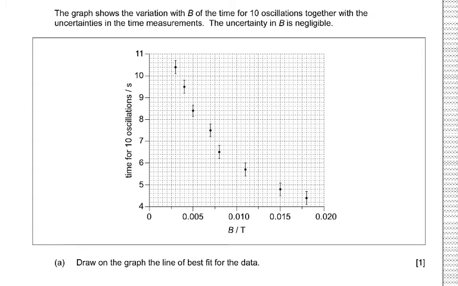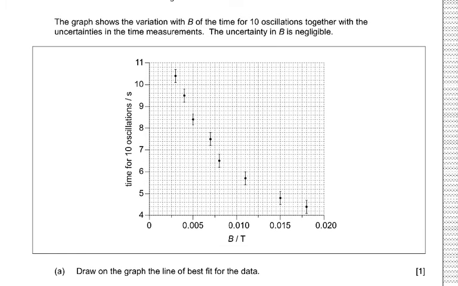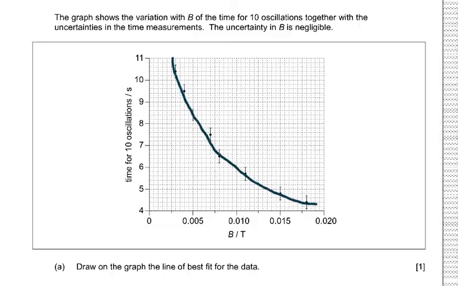First we have number 1A, which says draw on the graph a line of best fit for the data, and we can see that this is curved. We should attempt to hit all of the data points with our curve. I think that's possible. Just try and draw one curve all the way through. I'm sorry, I used the word straight. Curves are not straight. Here we go, not too shabby. This continues on the following page.